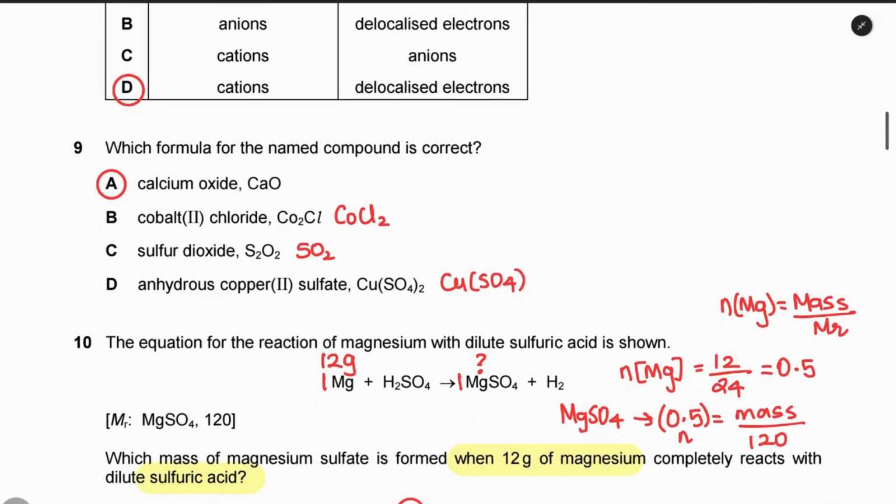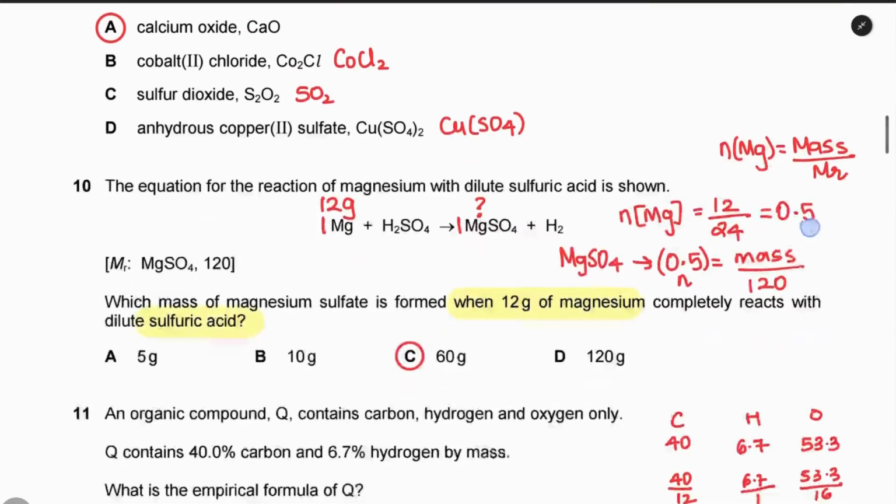Which formula for the named compound is correct? So calcium oxide will have the same molecular formula. Cobalt chloride is going to have CuCl2. Sulfur dioxide will not be having this, but it's going to have this, CSO2. And anhydrous copper(II) sulfate is going to be copper sulfate. So the correct answer is calcium oxide.